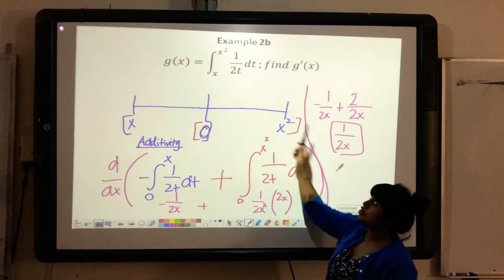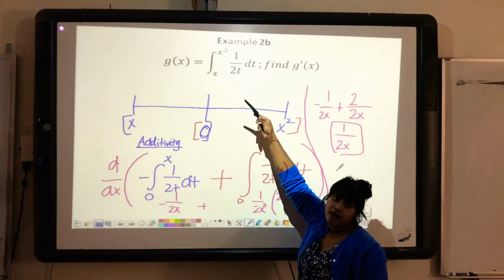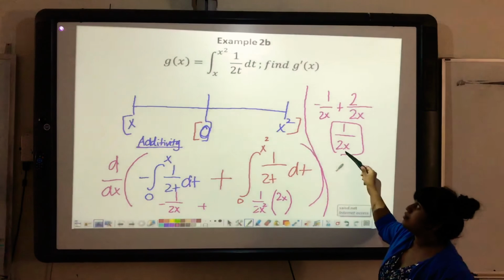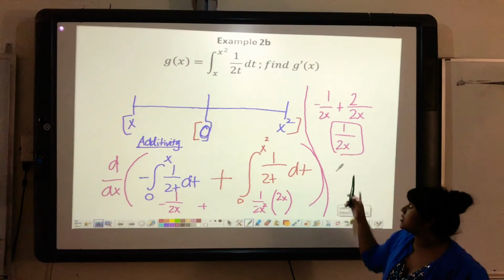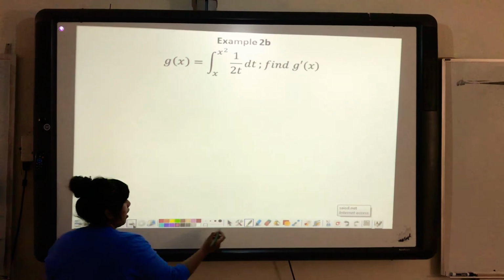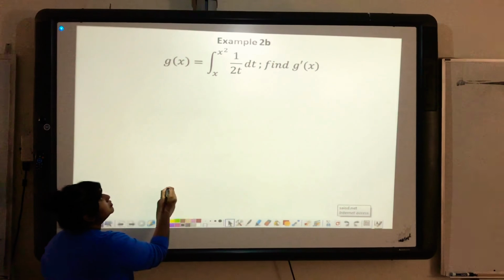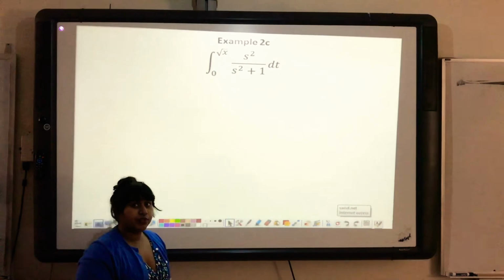Is there a relationship between what's happening? So if I went from x to x squared, we got the same answer that we would have gotten from going from 0 to x. So it's kind of interesting to see how that happens. There's our answer.